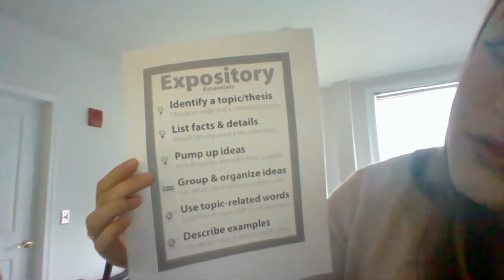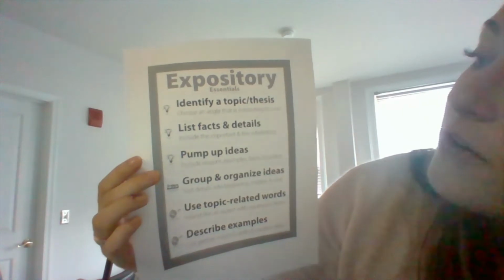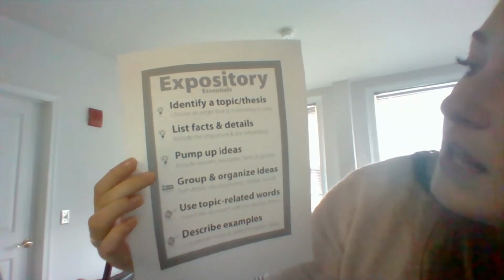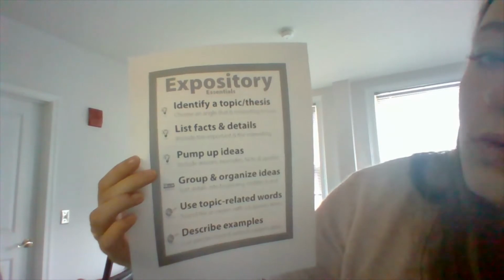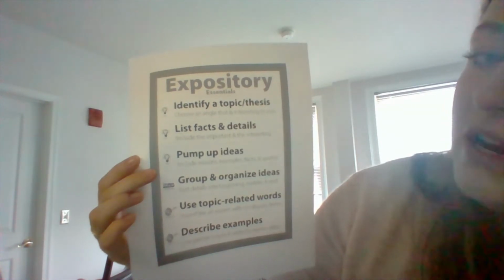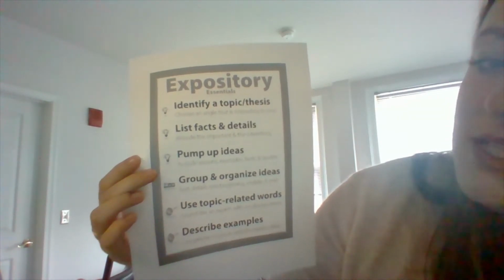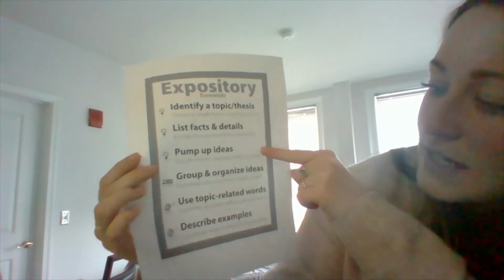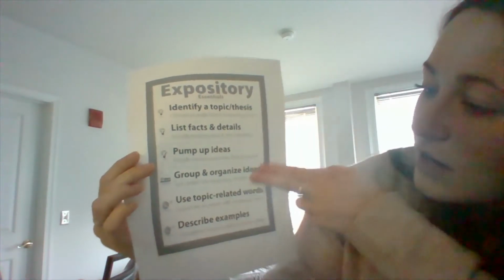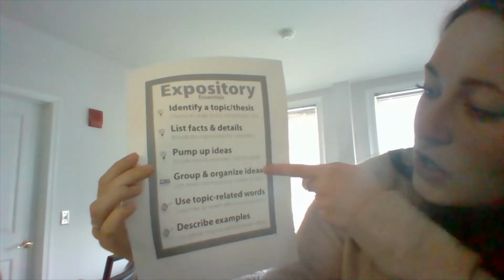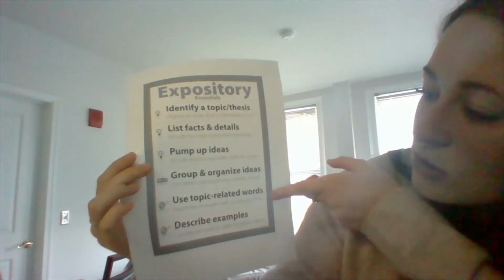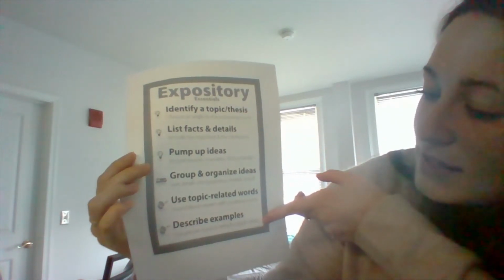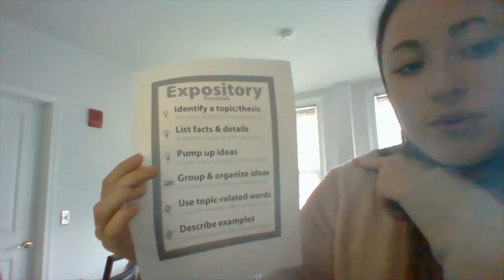The second anchor chart I'm going to show you is this one, okay? Again, it goes over what we talked about yesterday. The first thing you do is identify a topic and thesis, which we already did. That was your person that you're choosing to study, so we did that in our pre-write. List facts and details. We also did that in our pre-write, okay? Pump up the ideas. Actually these 4 together, pump up ideas, group and organize ideas, use topic-related words, and describe examples. All 4 of these things are going to go in the revision process.